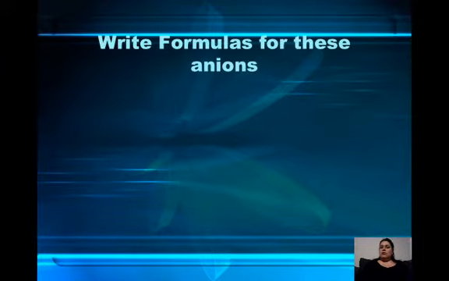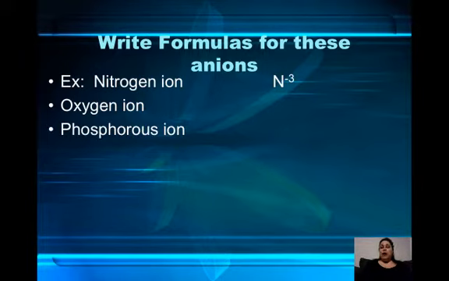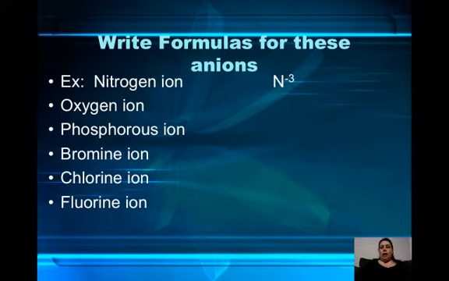The next section is anions, and here's the example that I gave, nitrogen. The nitrogen ion has a -3 charge. So again, find these following nonmetals on your periodic table and write their ions. We'll go over this in class when I see you next.